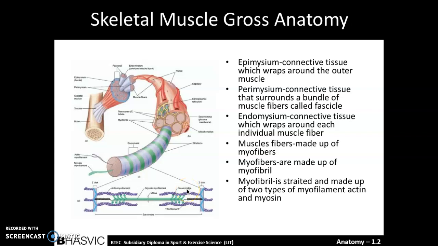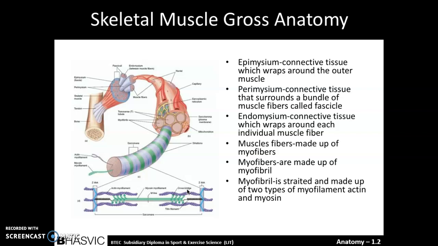The skeletal muscle anatomy is how the muscles have different types of layers and what the different types of layers do. The first layer is the epimysium. This is the connective tissue which wraps around the whole outer of the muscle.